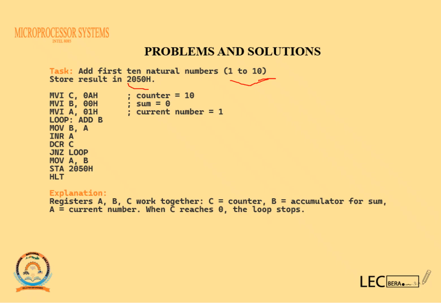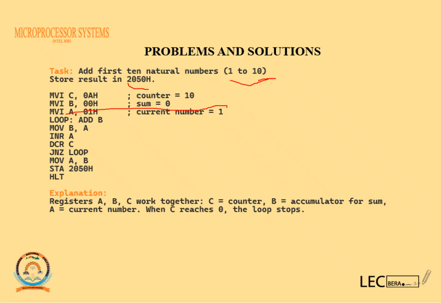Now inside our accumulator we are going to load our first natural number, which is 01H. So we load our accumulator with our first natural number, 01H. Up to this level, I want us to understand what we have achieved so far.